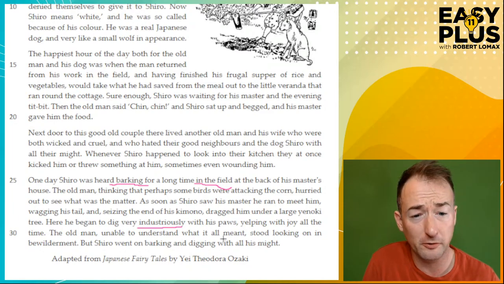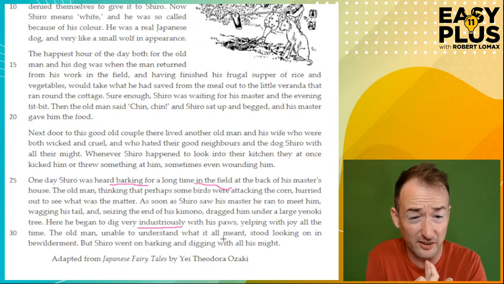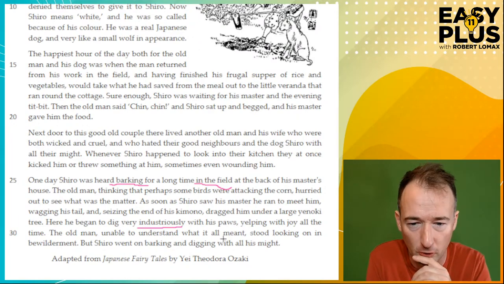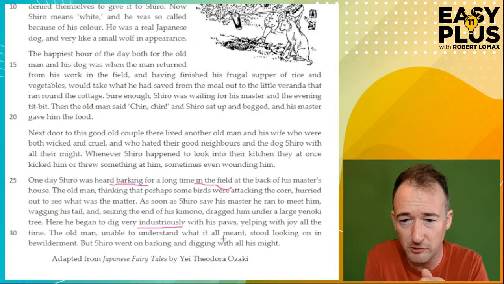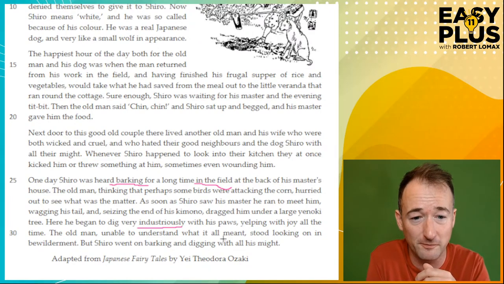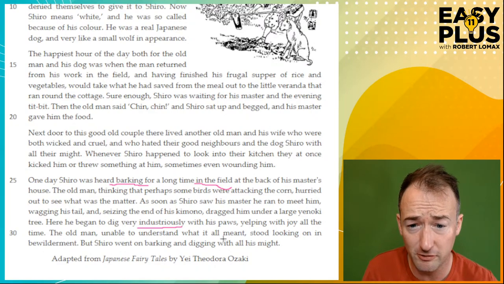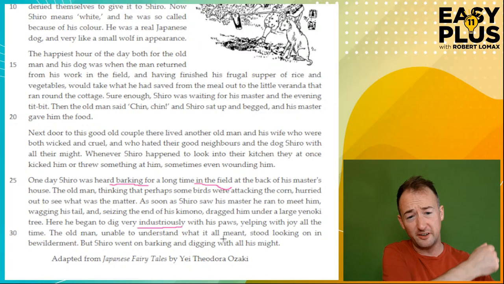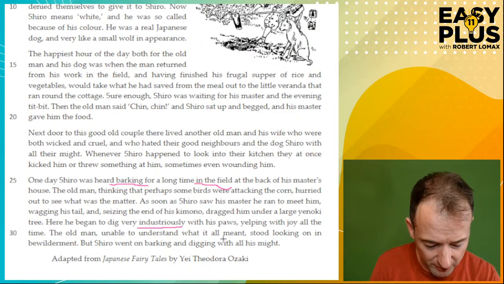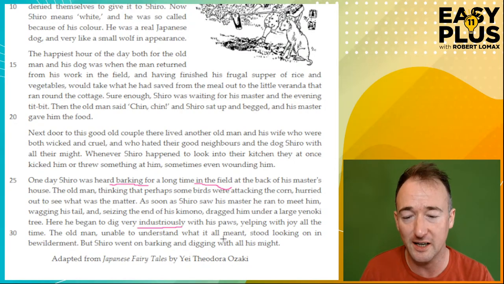Okay, so we can already rule some things out. He certainly wasn't digging in a very bored way. He wasn't digging slowly. None of this would fit with yelping with joy. Let's go back a bit. He ran to meet his master, wagging his tail, seizing the end of his kimono, dragged his master over to a large enoki tree. I don't know what an enoki tree is, but I should look it up. Maybe it's very beautiful. Anyway, he began to dig very industriously. So he's so enthusiastic, he's dragged his master here, he wants to show him something. So it's not going to mean slowly, apathetically, anything like that.